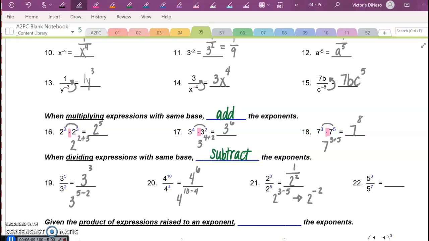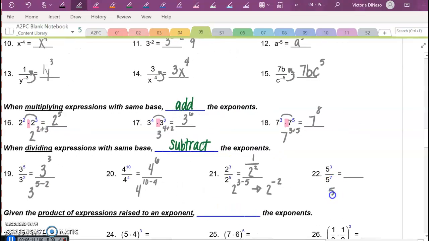In number 22, we have the base of 5, and we have 3 minus 7. So we have 5 to the power of negative 4. So we're going to put 1 over 5 to the 4th. So we took the reciprocal, and that's my final answer. So when dividing expressions with the same base, we subtract the exponents.